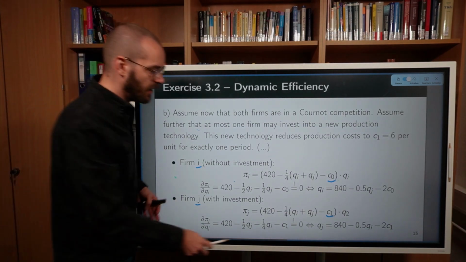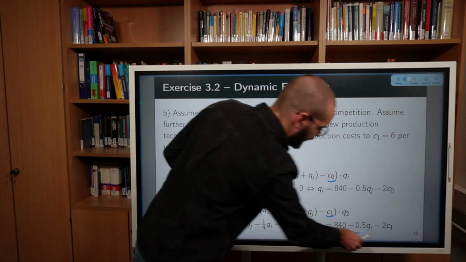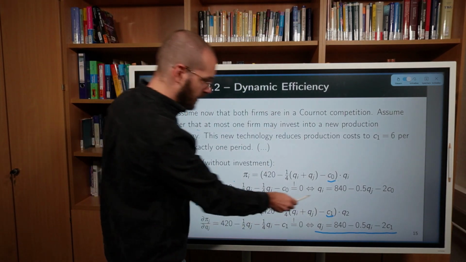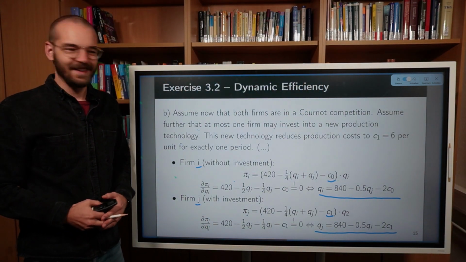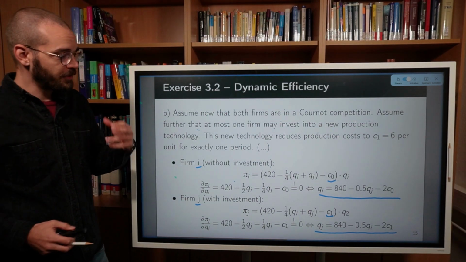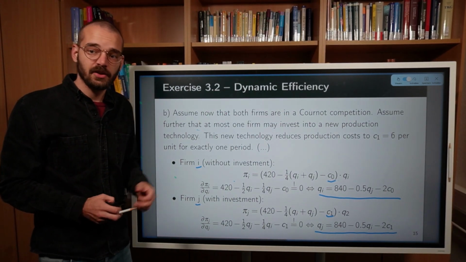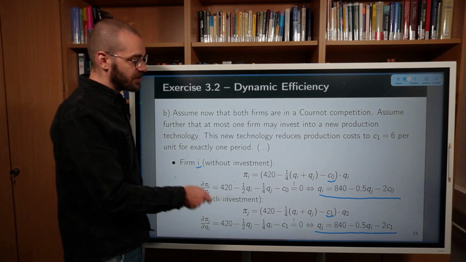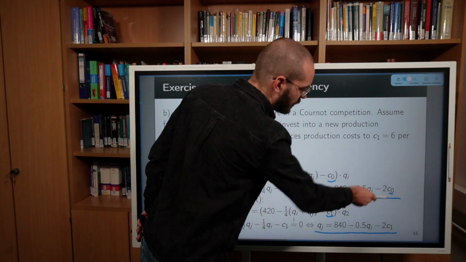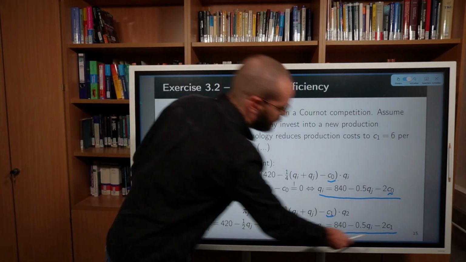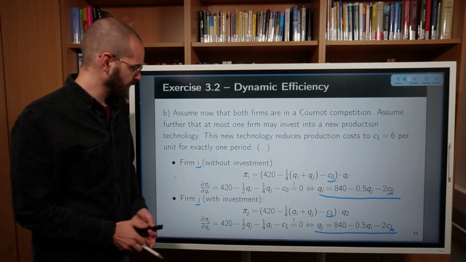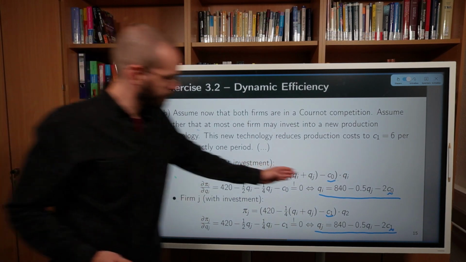We state the first order condition of the profit maximum, use this first order condition to find the reaction function of the firm, and then we are already almost there. So now we know both of the reaction functions of the firms. Firm I's reaction function, of course, still depends on C0. Meanwhile, firm J's reaction function depends on C1.